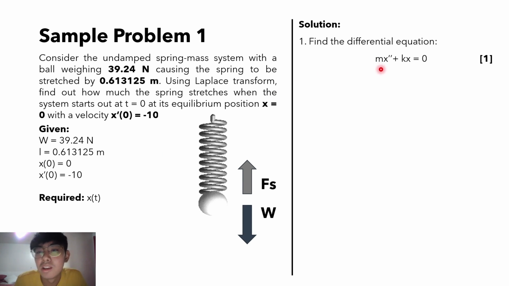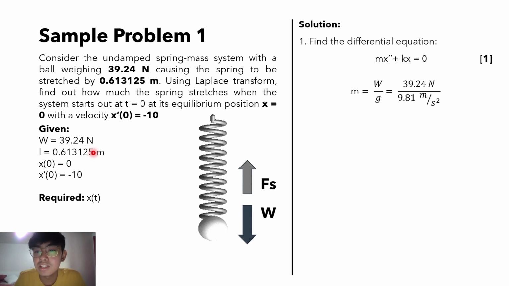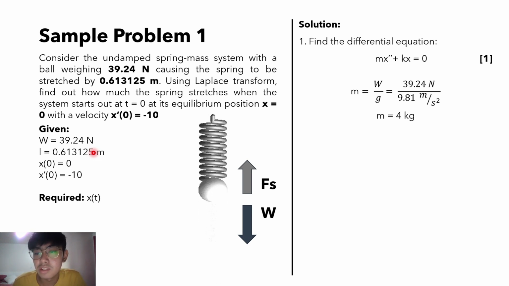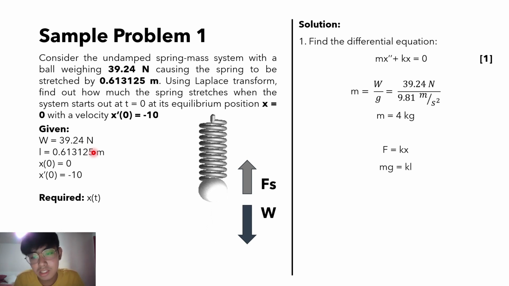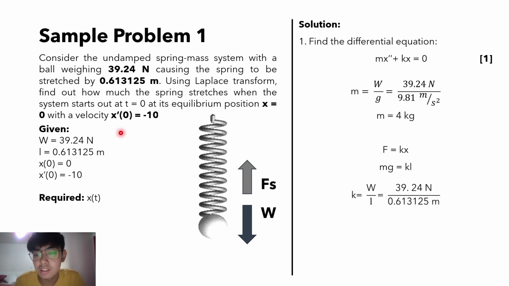Mass is not given, only weight, and k is not given either, so we're going to solve those individually. That's very easy. Just substitute the formula for weight divided by the acceleration due to gravity, and that's our mass. As with the spring constant k, just consider the equilibrium position of the spring-mass system, mg is equal to kL, and substitute. And that is our spring constant.